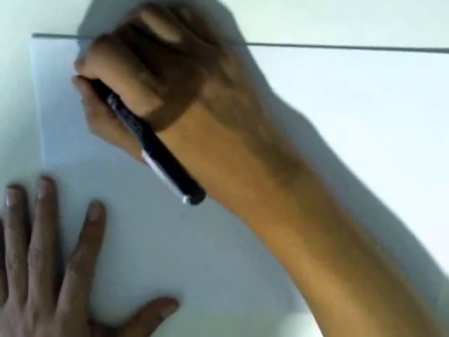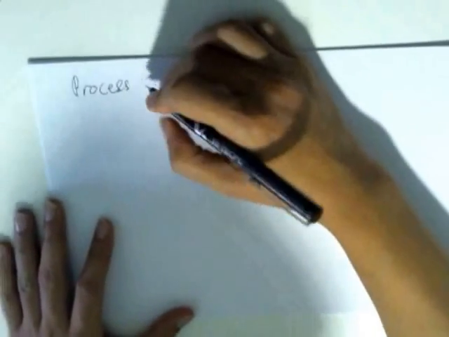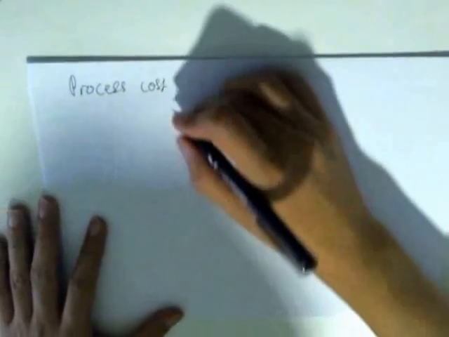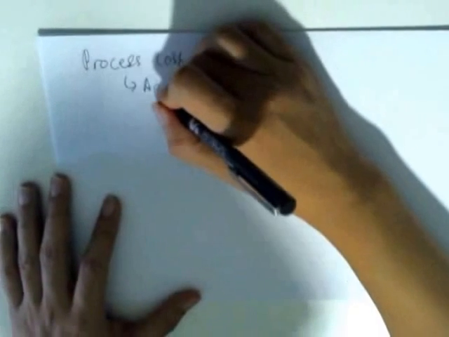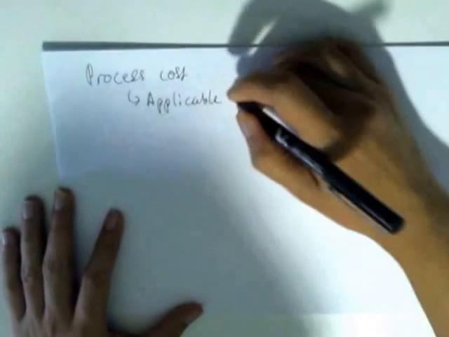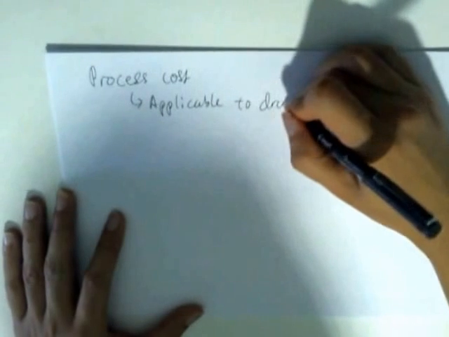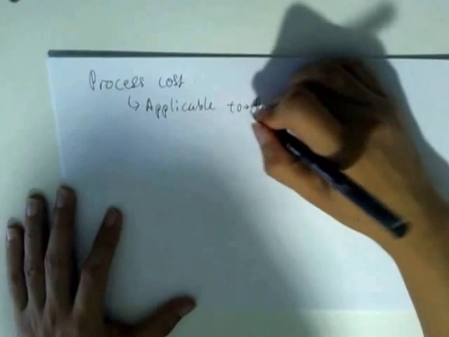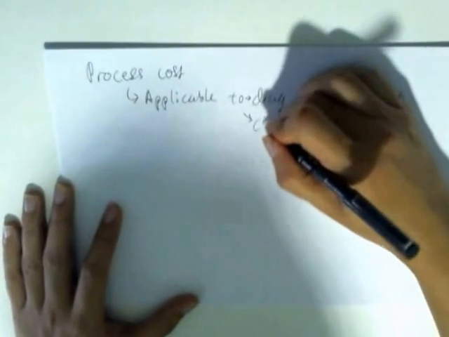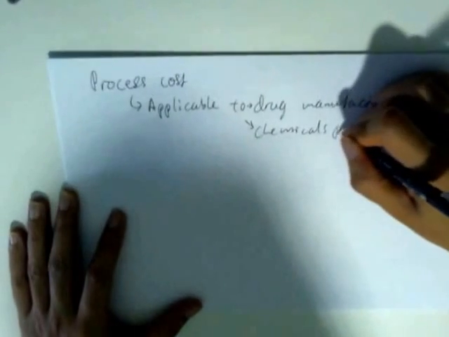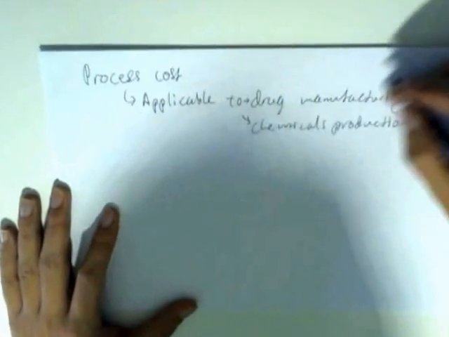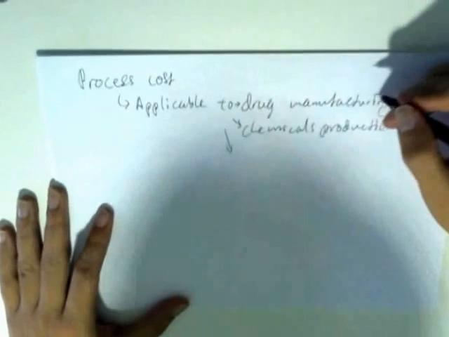So what exactly do you understand by process costing? I'm not going to read out the textbook to you. That's not the point about you watching my video, right? The idea about process costing is that it is applicable to certain businesses, such as drug manufacturing, and it could be, for example, chemicals production, producing of your detergent, production of your whatever cleaning solution for household use.